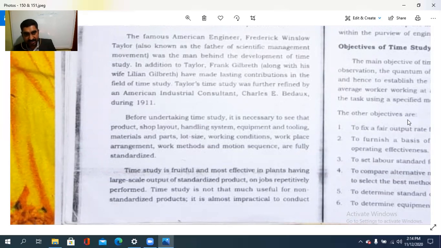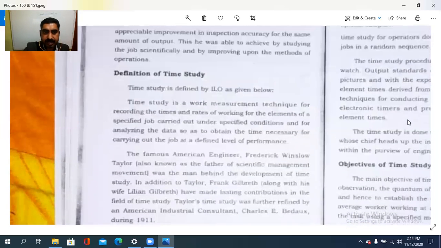Before undertaking this time study, it is necessary to see that the product, shop layout, handling system, equipment and tooling, materials and parts, load size, working condition, workplace arrangement, work methods and motion sequence are fully standardized. Time study is fruitful and most effective in the plants having large-scale output of standardized products. So that is the time study.